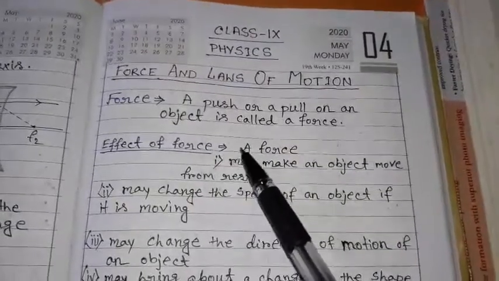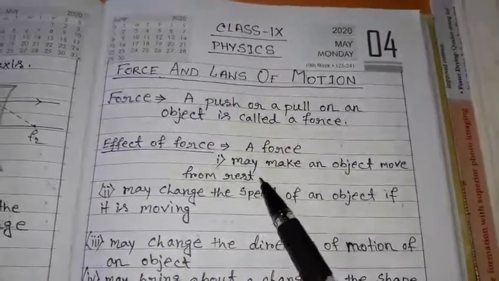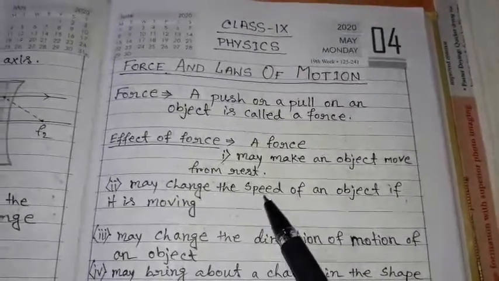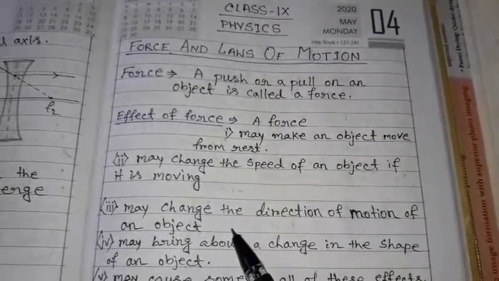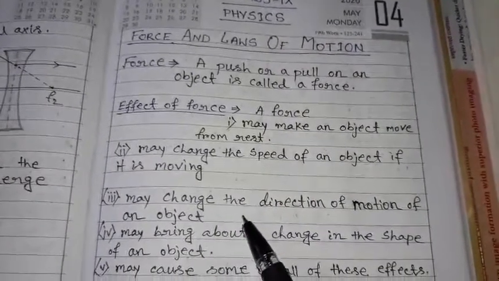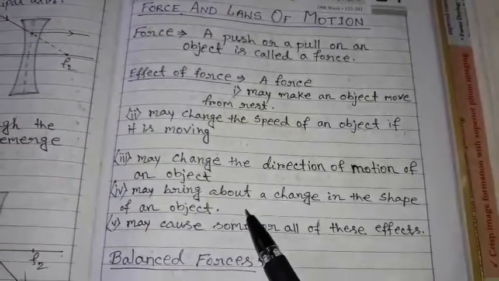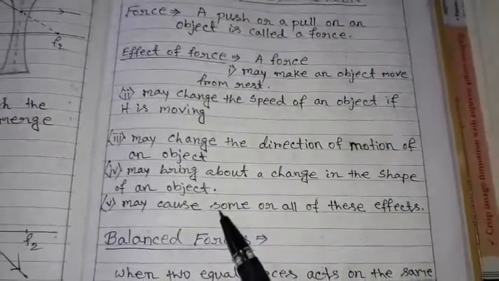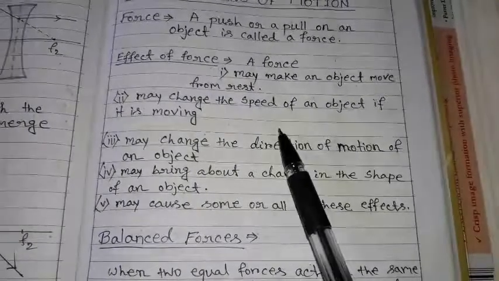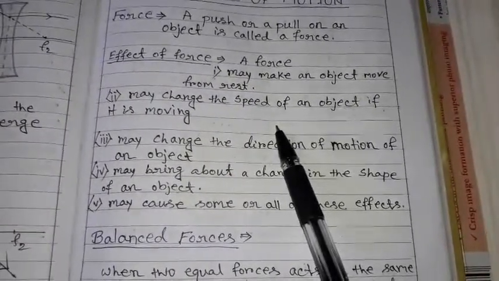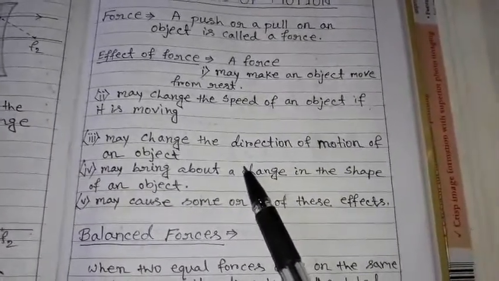Effect of force. A force may make an object move from rest, may change the speed of an object if it is moving, may change the direction of motion of an object, may bring about a change in the shape of an object, may cause some or all these effects. So, force on the object may cause all these changes or few of the changes mentioned here.